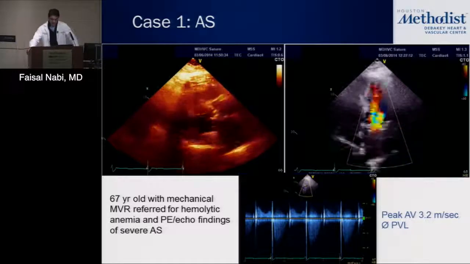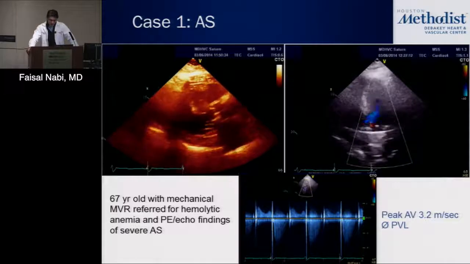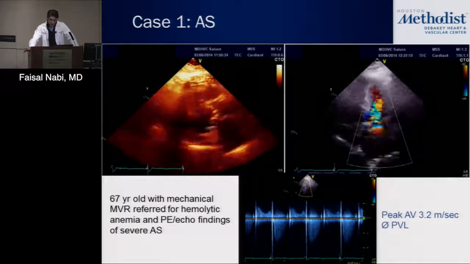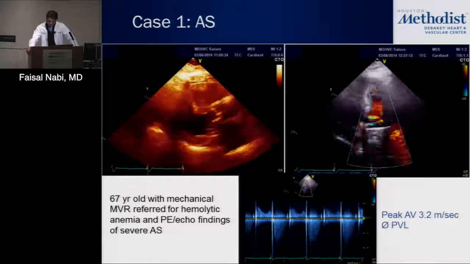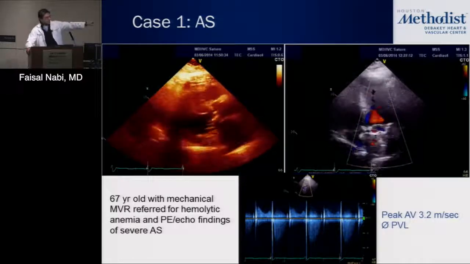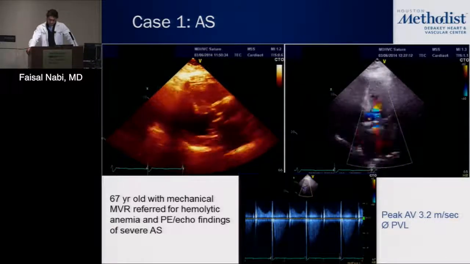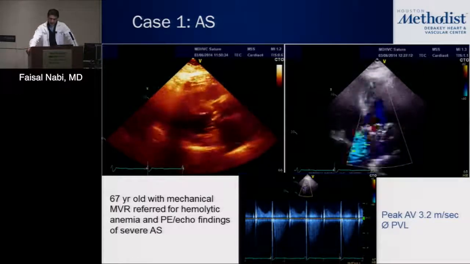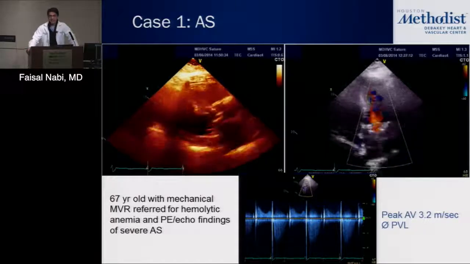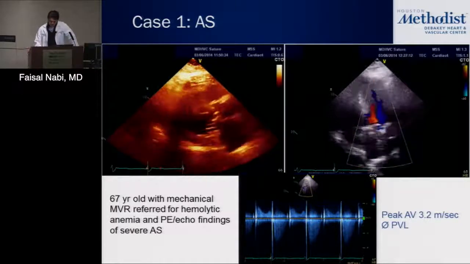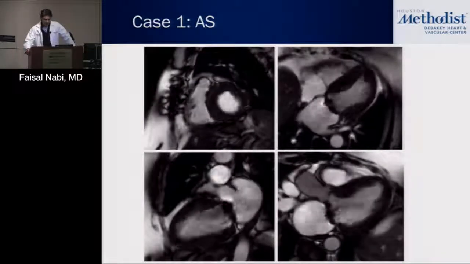So here was a case of a 67-year-old patient with a mechanical mitral valve replacement, who was referred for hemolytic anemia and physical exam and echo findings of severe aortic stenosis. You can see in the aortic valve Doppler profile that velocities were around 3.2, with no PVL detected. But if you look, the valve looks calcified. It doesn't seem to have a normal systolic excursion. So this patient was referred for CMR for further evaluation.